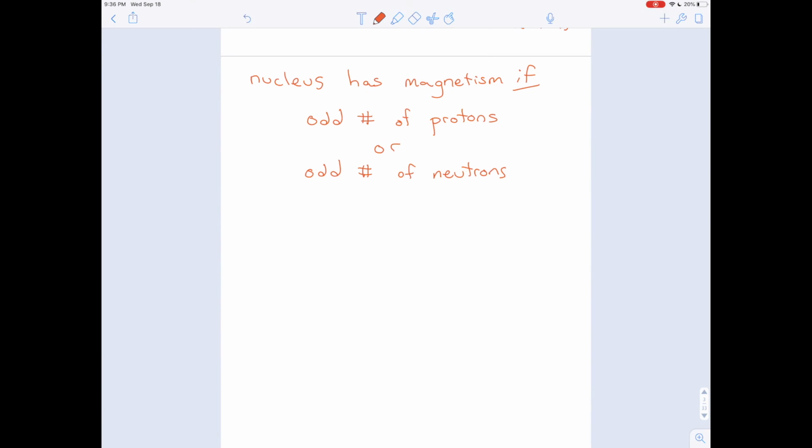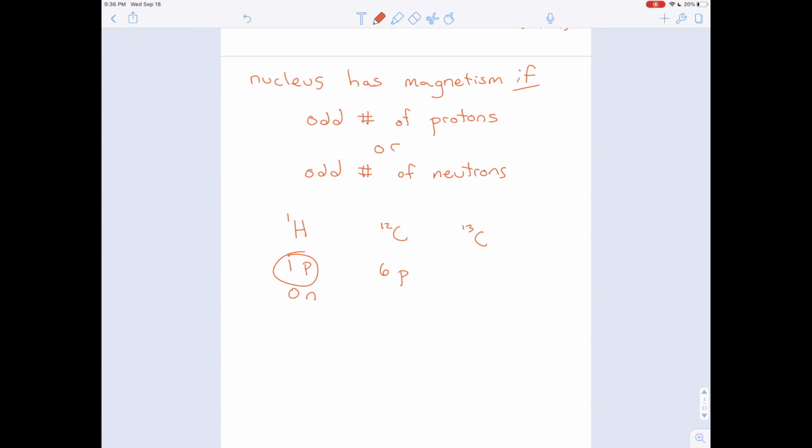So if you think about individual types of atoms you could have, imagine you have hydrogen 1. You have 1 proton, 0 neutrons. Well, we have an odd number of protons. So that means this does have magnetism. So we're good. How about carbon? Let's compare several isotopes of carbon. Let's say you have carbon 12 and carbon 13.